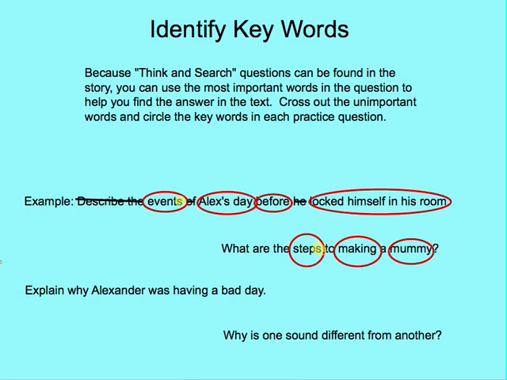In my next one, I have explain why Alexander was having a bad day. Because it says explain, I know it's probably a think and search question. I'm looking for Alexander, and I want to know why he was having a bad day, so the cause of Alexander having a bad day. And last but not least, why is one sound different from another? I'm looking for one sound being different from another sound. So I'm really looking for sounds being different would be my keywords.